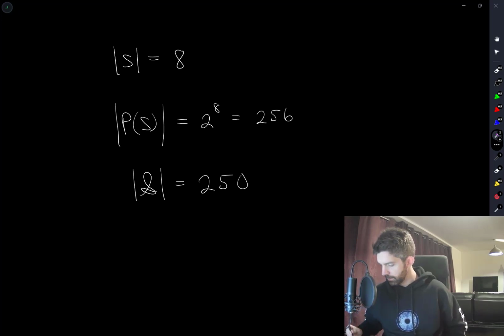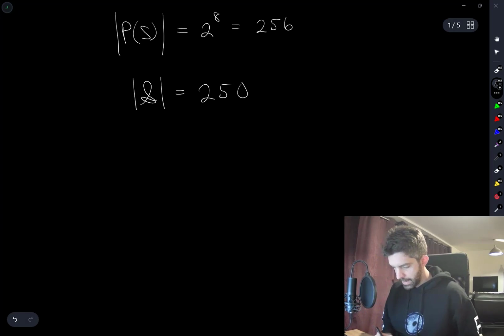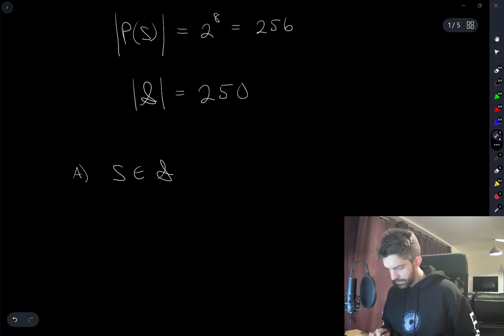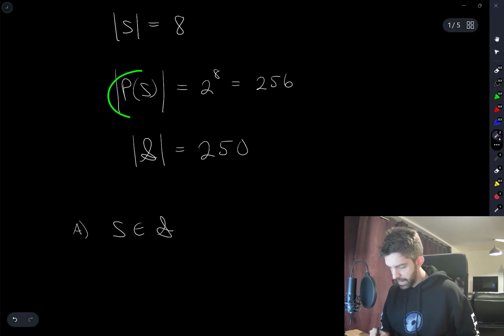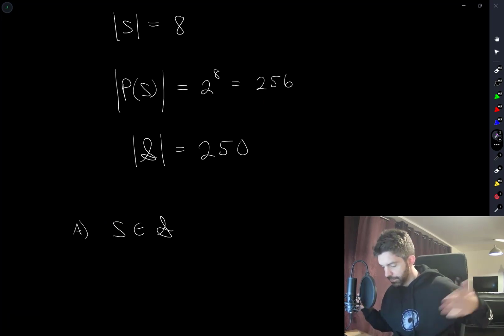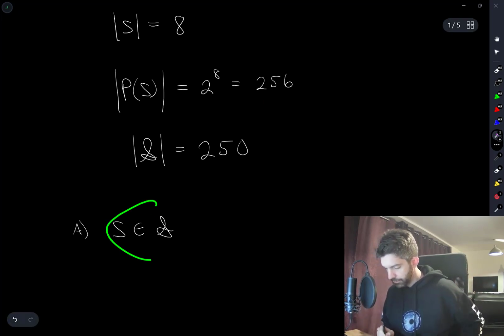So option A, that S is an element of script S. Just take the entire power set and remove this set S itself. That leaves me with 255 things, and then I can just remove any 5 others. So this does not have to be true.